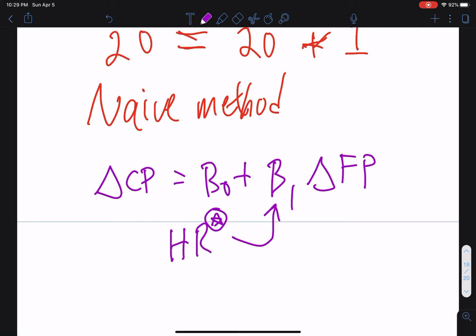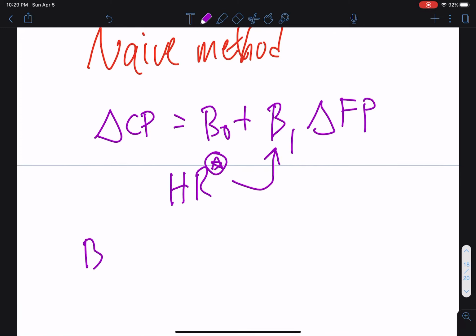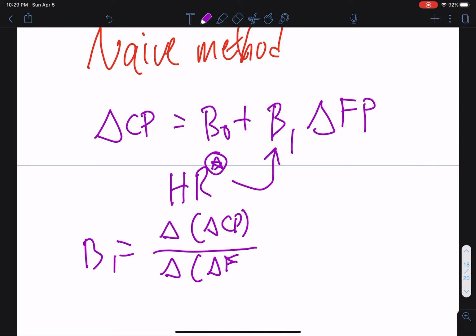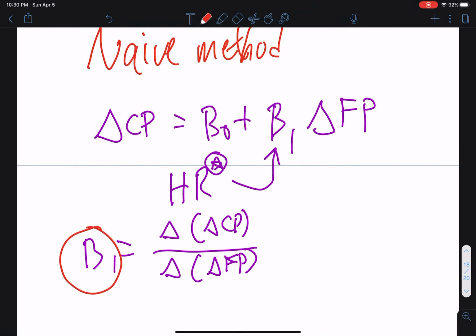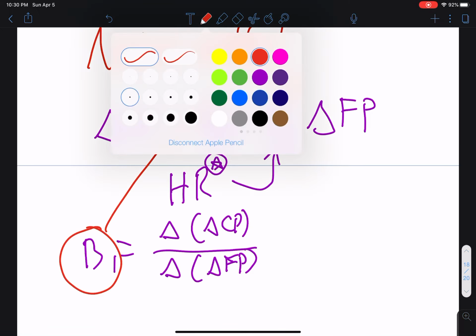There are some issues that we'd have to be concerned with. Before I go into them, let me just remind you that beta 1 would then be the change in the cash price associated with a given change in the futures price. That is beta 1, and just so we're super clear, it is that right there.